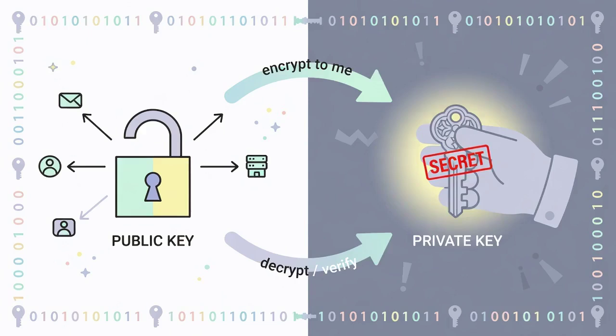Every GnuPG identity is built on a key pair, two mathematically linked halves. The public key is an open padlock you hand to the world, used by anyone to encrypt a message to you or to verify your signature. The private key stays in your fist, secret and protected, and it's the only thing that can decrypt those messages or stamp them with your signature.